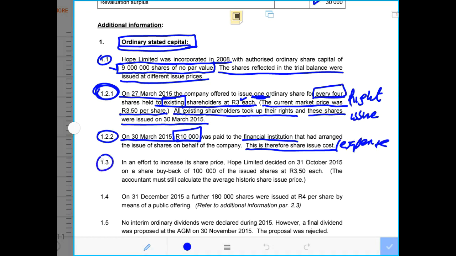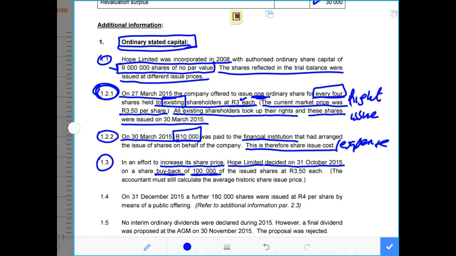Then under 1.3 it says, in an effort to increase its share price, Hope Limited decided on the 31st of October 2015 on a share buyback. Remember, share buyback is the same as the redemption. Buyback is when you redeem something. That means you're buying something back. And always redemption is at a price higher than the initial price, which is the issue price.